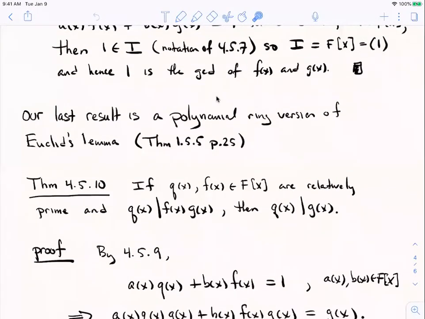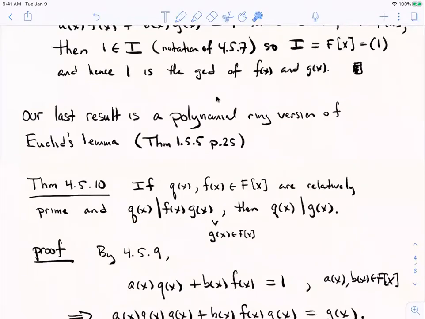It says if you take two polynomials, I'm using the same notation as the author, who is not being very consistent with letters, but what are you going to do? We bought the book. You take two polynomials q and f that are relatively prime, and then you suppose that q divides f times something else. Here g of x is also some polynomial in F[x]. So q and f are relatively prime, and q divides the product of f and g. The statement is then q has to divide g. This is just like with integers. q doesn't have anything to do with f, but it divides this product, so it has to divide g.